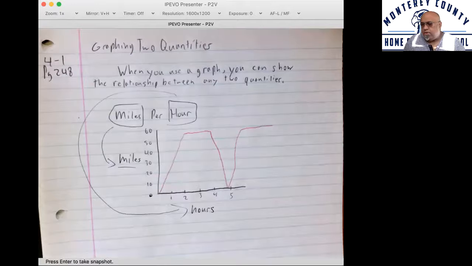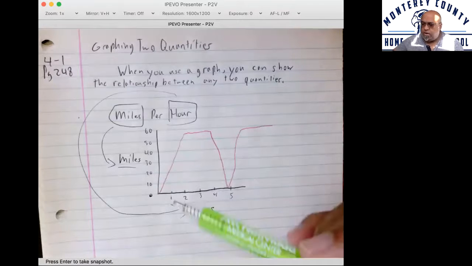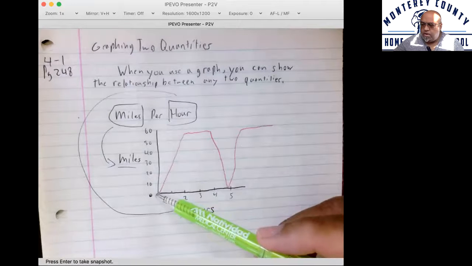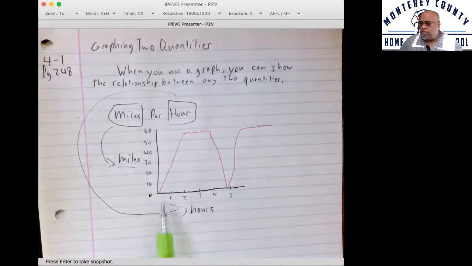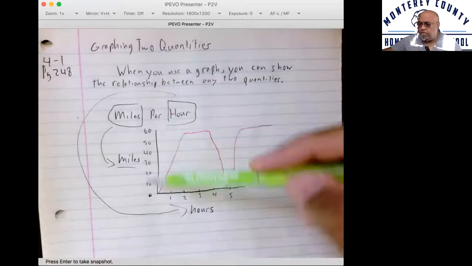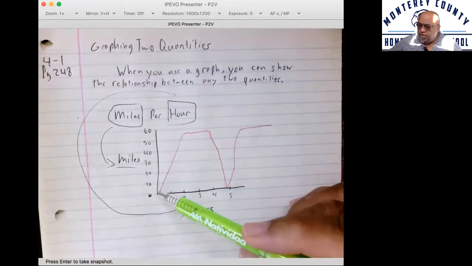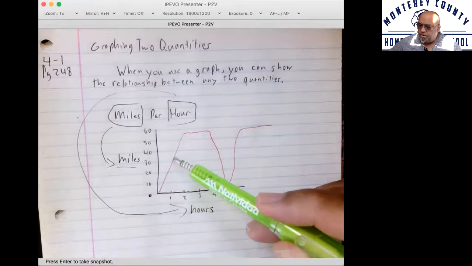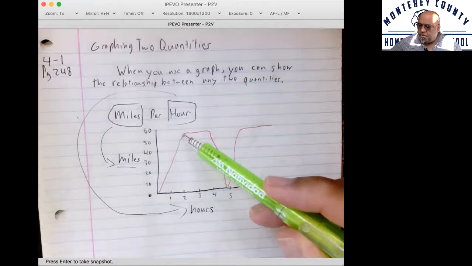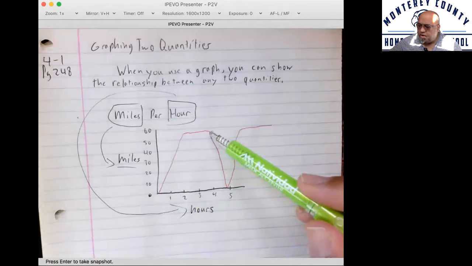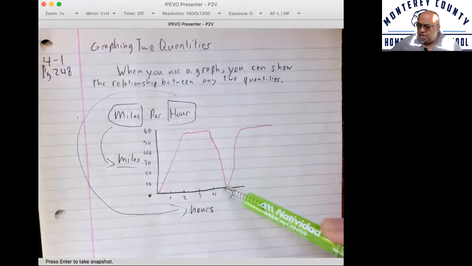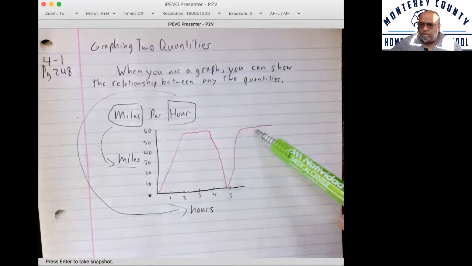Now, on this particular chart, let's go ahead and read the chart and see if we can figure out what's going on. So a person at the beginning of the graph here, and remember, we're graphing two different quantities, one that's horizontal and one that's vertical. So you can see a steady rise in speed up until about 55 miles per hour. Then there's a steady drop in speed to 0. And then another rise in speed to 55.